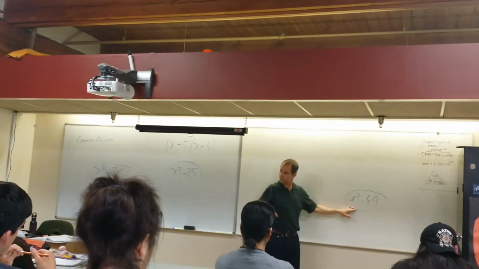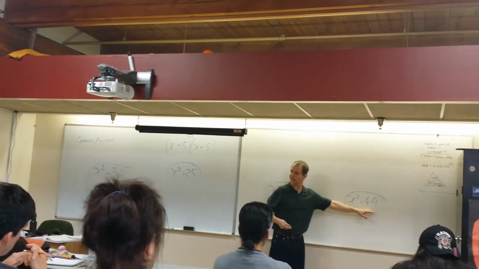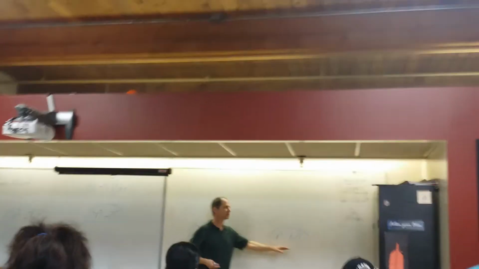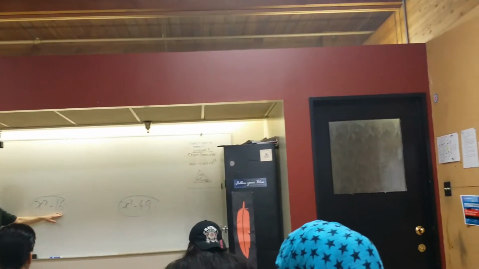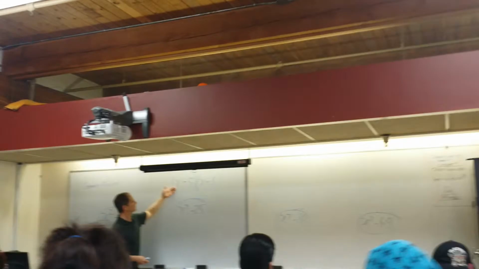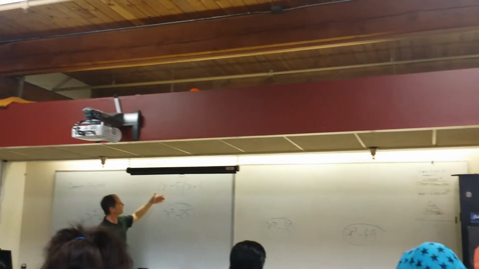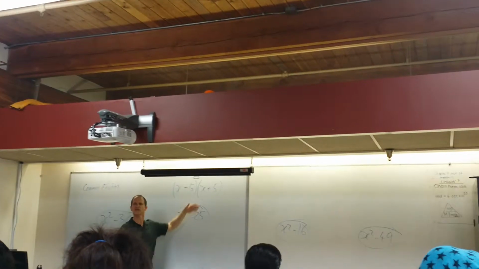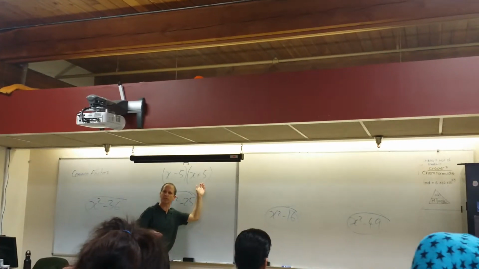7 times x minus 7. Sure. The root minus the root times the root plus the root. And when I say root, it's the square root, meaning what times what?